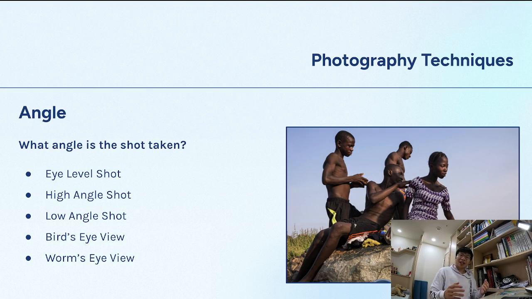What angle is the shot taken? It might be from eye level, it might be from high or low angle. When it's from a low angle, it means that thing is bigger. When it's from a high angle, it looks smaller. It means it looks weaker. You know, what is the photographer trying to convey through these angles, and also the distance?